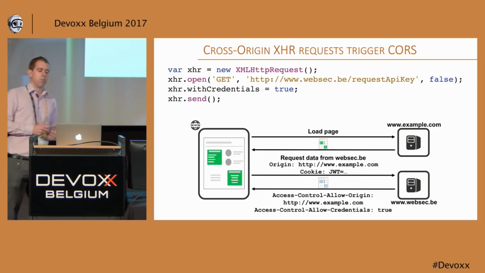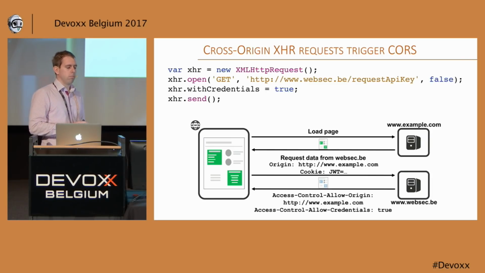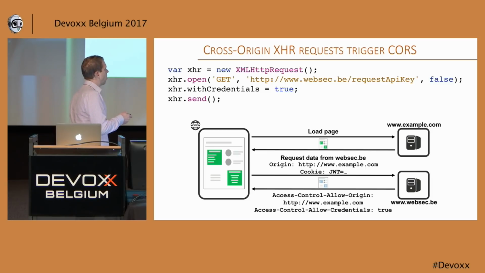Why this example? Well, actually, if you look at the endpoint that they're calling, this is called request API key.